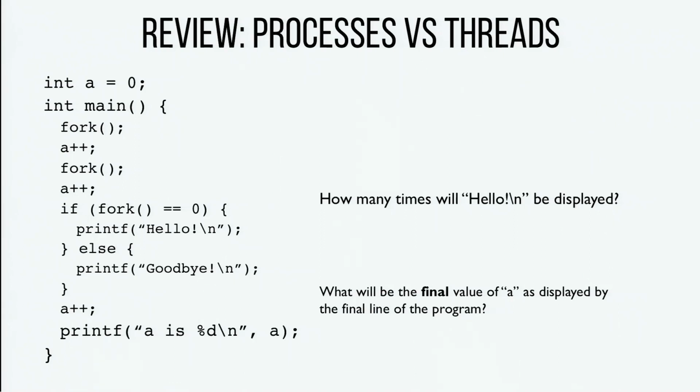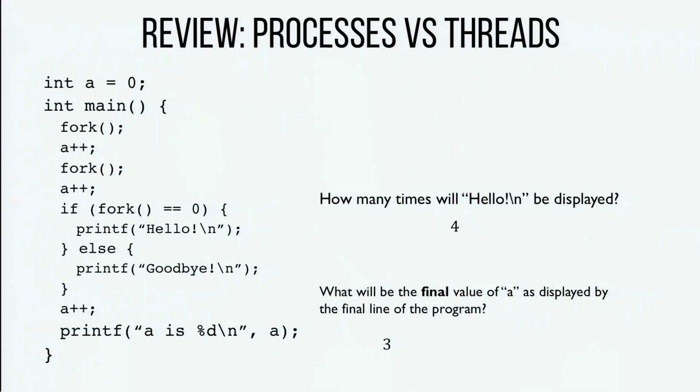OK, so what will the final value of A be? So it starts off at 0. We then increment it to 1, increment it to 2, increment it to 3. So all of them will be ending up doing the exact same work, right? So it started off at 0 as the parent. Then we called fork. And so then the parent and the child each got a copy with A being equal to 0. They each then increment their own copy of A to 1.